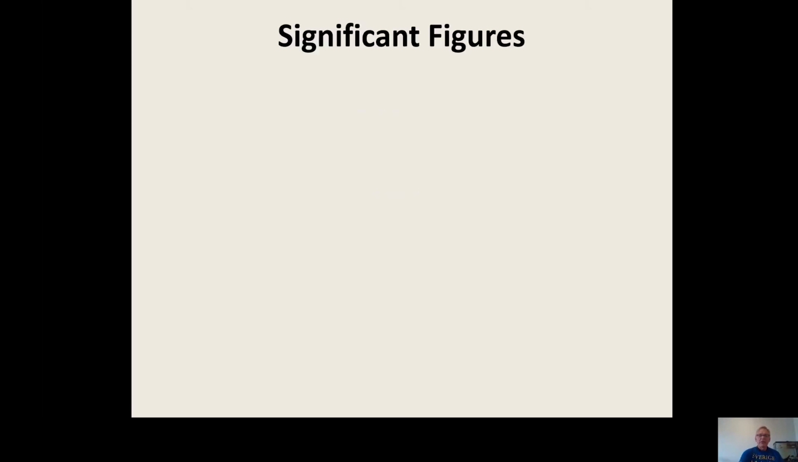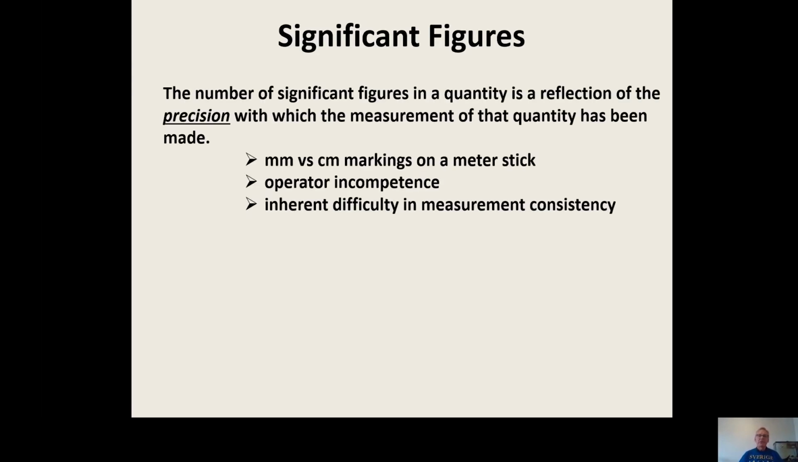First of all, let's talk about significant figures. The number of significant figures in a quantity is a reflection of the precision with which the measurement of that quantity has been made. For instance, the first example here is the difference between millimeter and centimeter markings on a meter stick. It could be operator incompetence. It could be inherent difficulty in measuring the consistency of how you do the measurement.